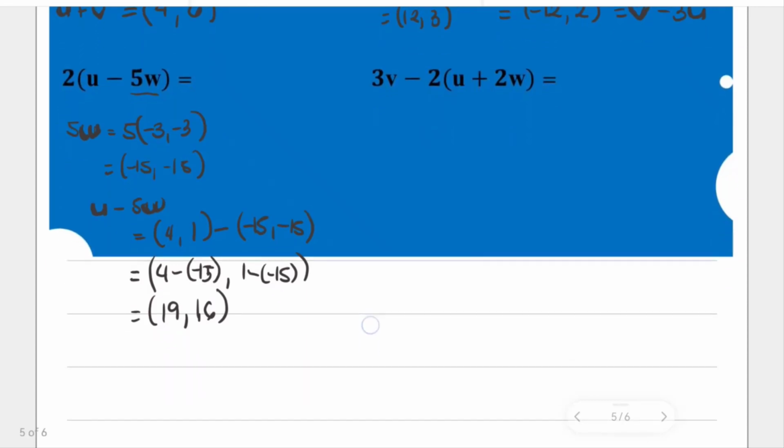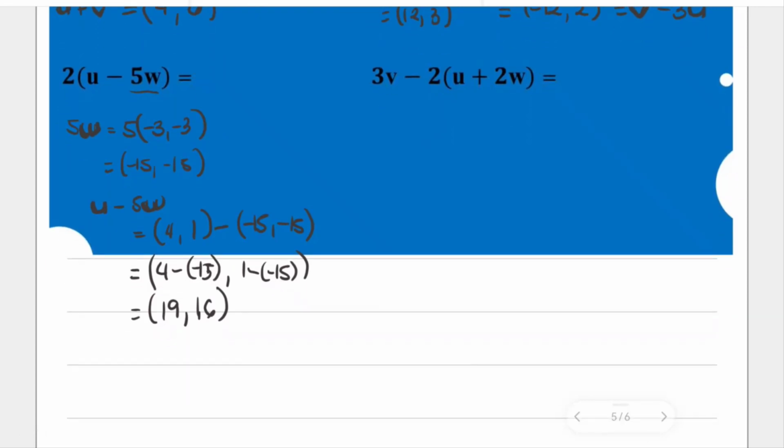But we are not yet done, because what is asked is twice of that. So you will have twice the result of your u minus 5w. You simply apply the scalar of 2 to 19 and 16, which will give us a result of 38 and 32.